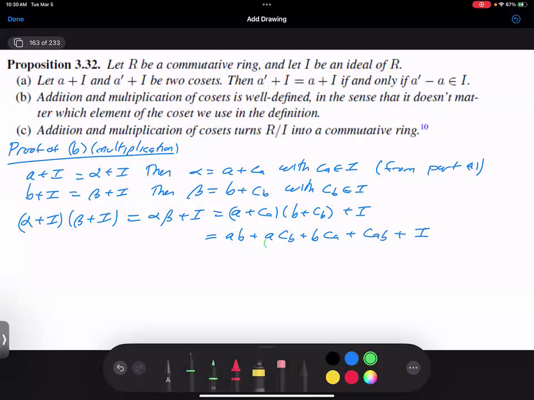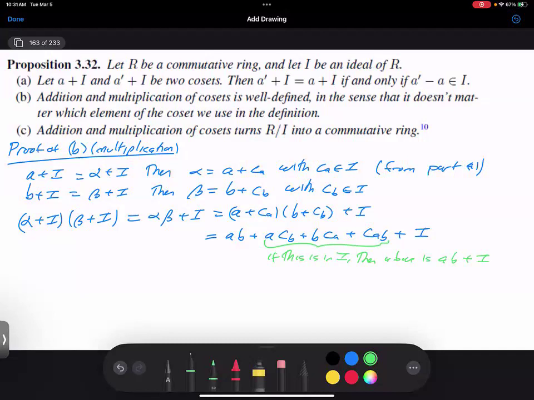It would be wonderful if the quantity in green equaled what? What would be the easiest case? If that equals what? Your dream world, 0. If it equals 0, then we're done. But it's probably not going to be 0. But from part A, when are two cosets the same? When their representatives differ by something in I. So all we have to do is show that this is in I. If this is in I, then above is just AB plus I.